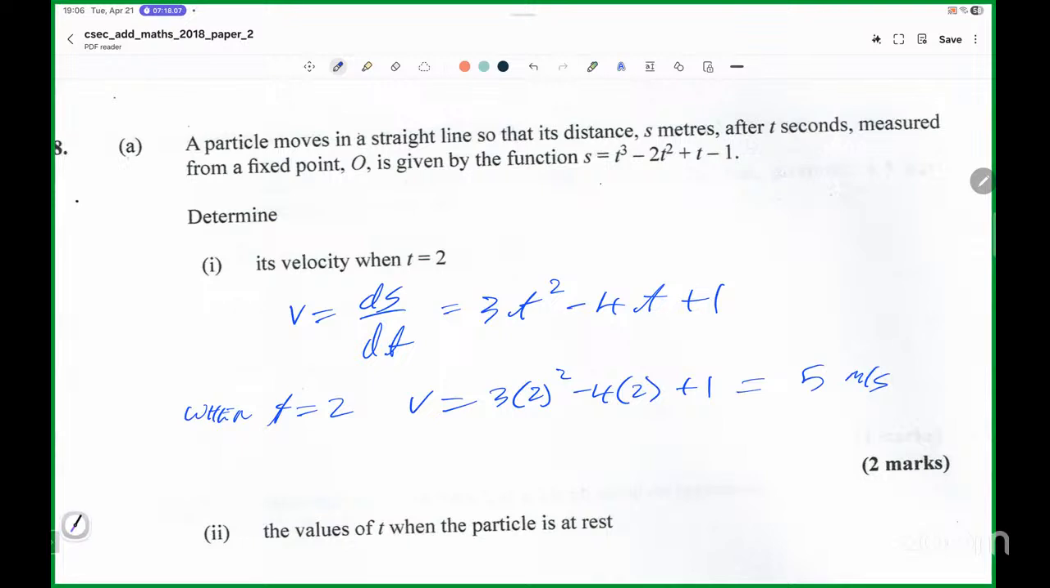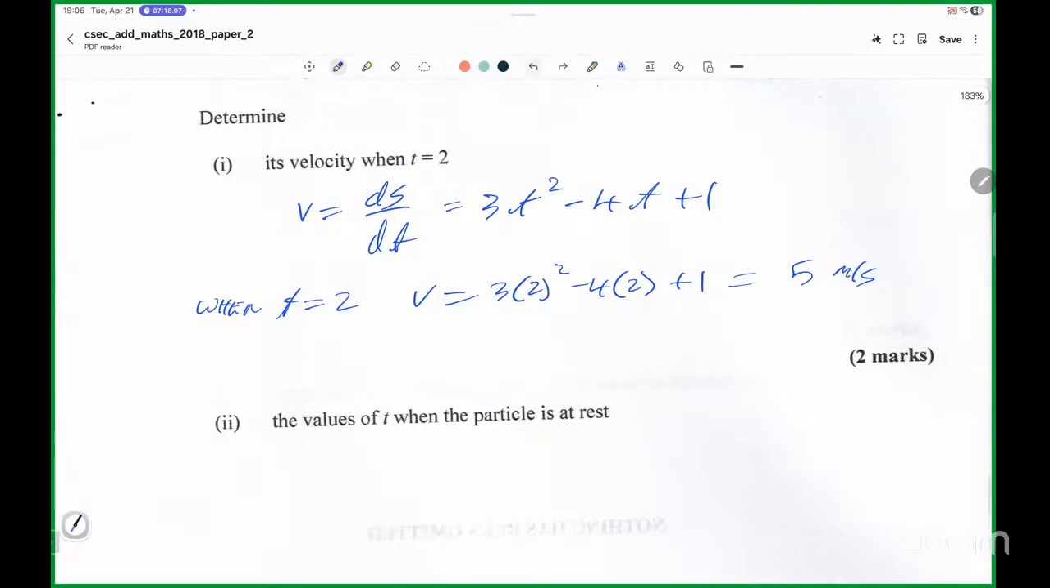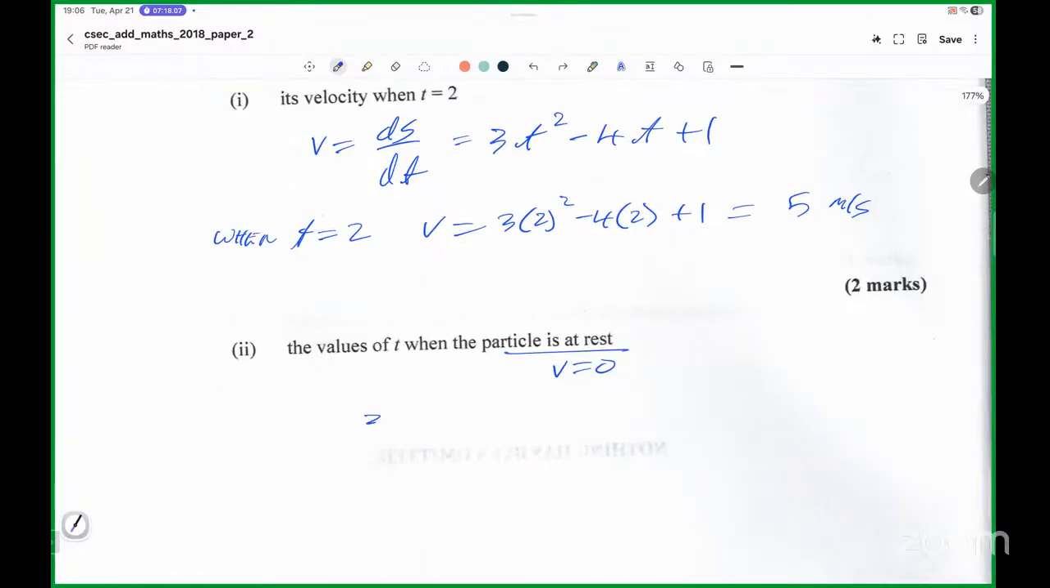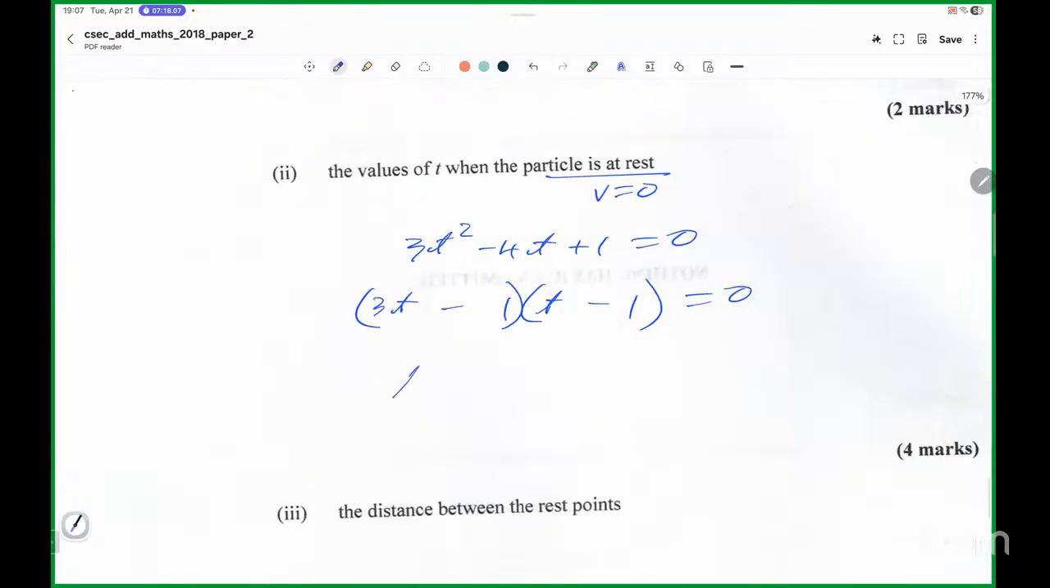The next part. The values of t when the particle is at rest. At rest, the velocity equals 0. So you put this equals 0. So 3t squared minus 4t plus 1 equals 0. Factorize this. You get 3t minus 1 and t minus 1. Signs are the same, they are both negative. So you get t equals a third and t equals 1. So those are the two times when it is at rest.